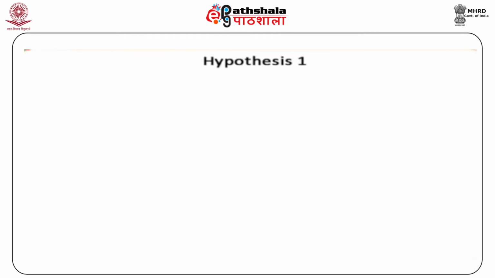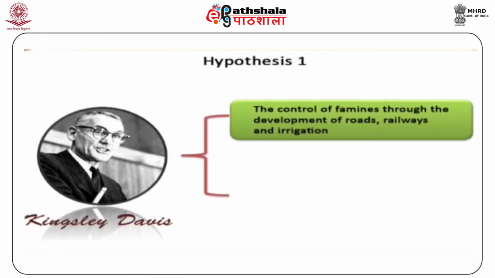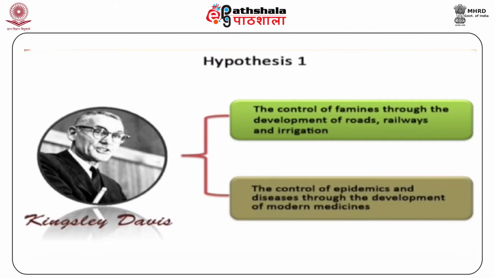Hypothesis number 1. Noted economic historian Kingsley Davis offered 2 explanations for the spurt of population growth around 1921. First was the control of famines through the development of roads, railways, and irrigation, leading to more and better crops. Second, the control of epidemics and diseases through the development of modern medicines.